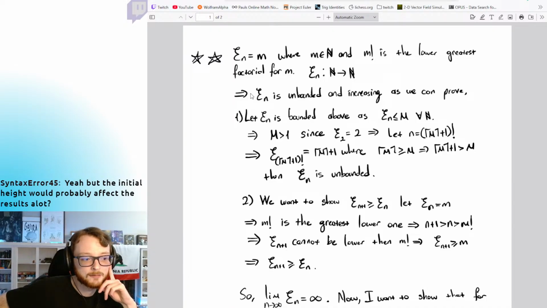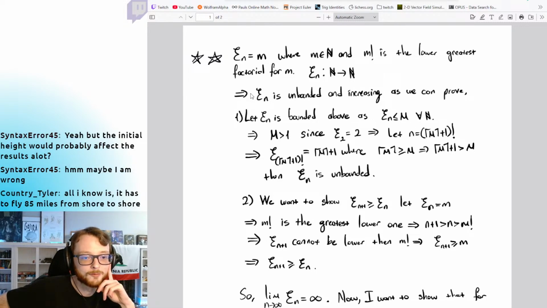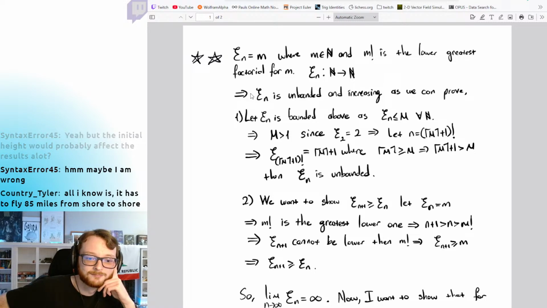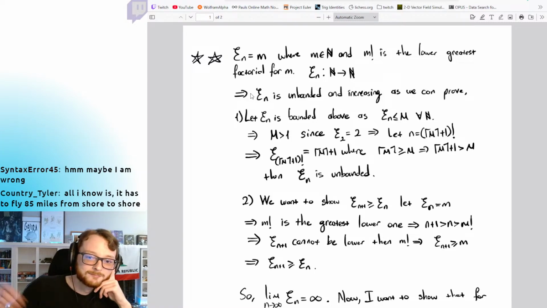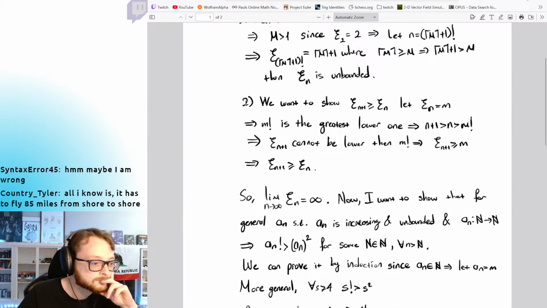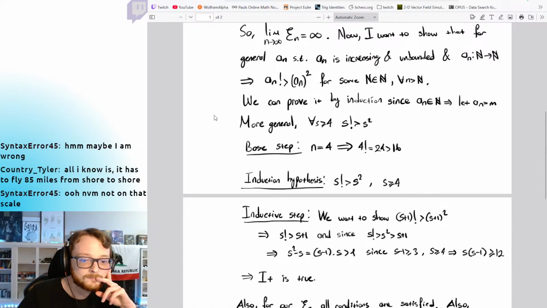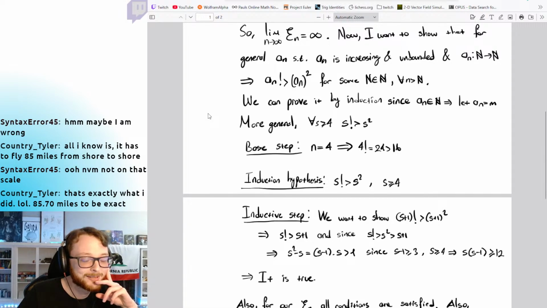I'm just kind of guessing that, syntax. I don't know. It's 85 miles. Okay, I'm about to go to Google Earth and make it measure the distance. 85.70. Okay, nice.